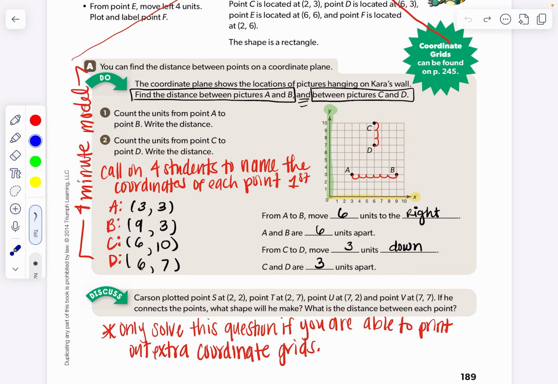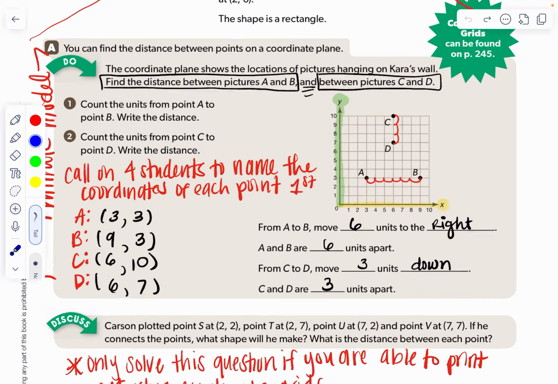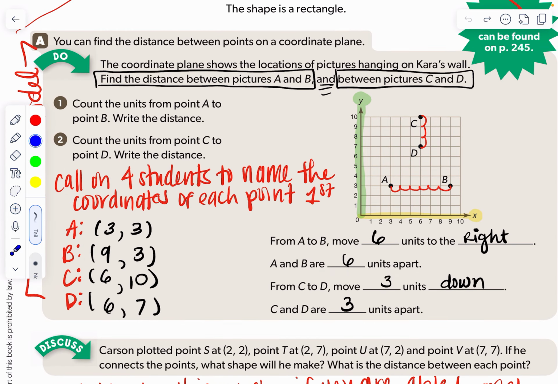But before we even jump into finding distance, we want to pull on student understanding from yesterday, right? Yesterday, we know that students were able to identify the ordered pairs when given a point that has been plotted. Let's see if they remember that. So what I want you to do is to call on 4 different students to name the coordinates that we have been given on this coordinate grid. Once they do that, then you can jump into the new learning.